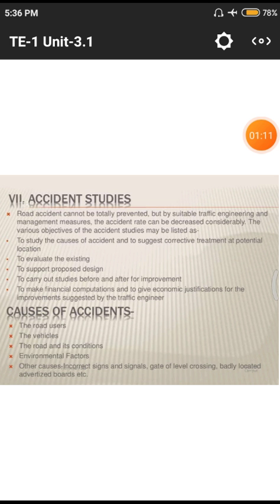Road accidents can't be totally prevented, but with suitable traffic engineering and management measures, the accident rate can be decreased considerably. The various objectives of the accident studies may be listed as follows. That means the total road accidents cannot be totally prevented.